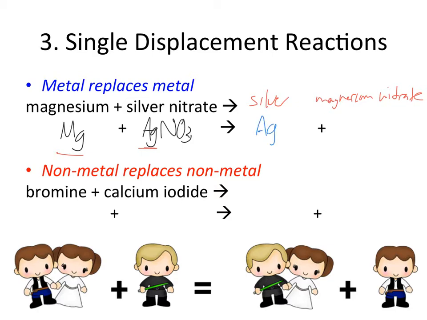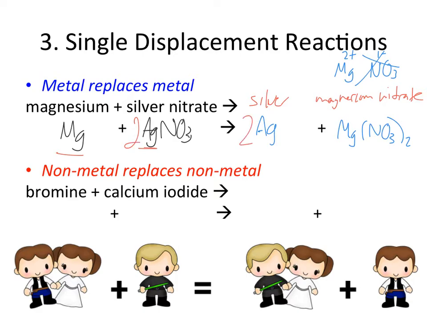Okay, so I'm just going to write the symbols here. I know that the symbol is just simply Ag. What's the formula for magnesium nitrate? Well, it's Mg and NO3. Mg is 2 plus, nitrate is 1 minus. We cross, and we get Mg(NO3)2. To balance this, we just add a 2 here and a 2 over there.